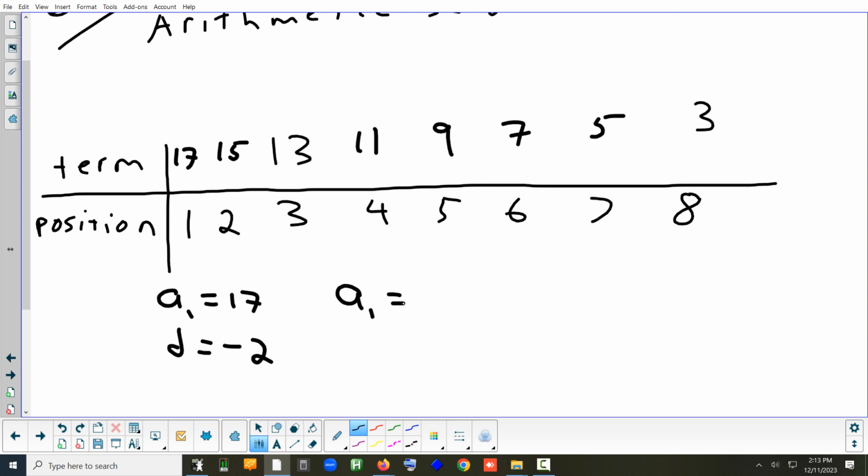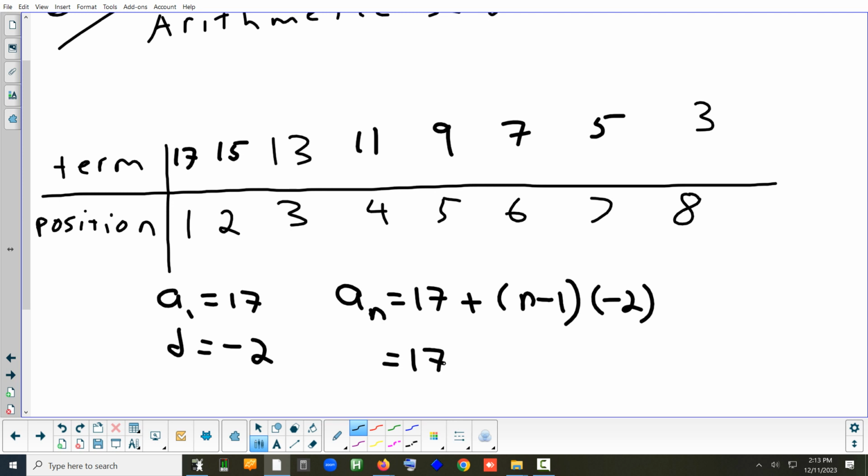Okay. So what comes right after the equal sign? 17 plus. That's always the same, n minus 1. And then times -2.